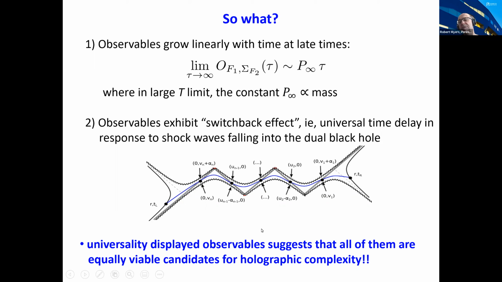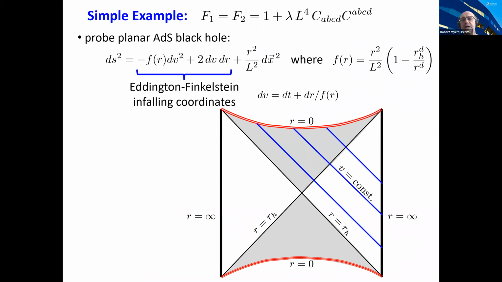And so it suggests that any one of them or all of them are equally good candidates for holographic complexity. So it's not just a discrete choice; in fact, there's a whole family. Around complexity equals volume, I've now built a whole family of observables. And so I did want to run through one example.